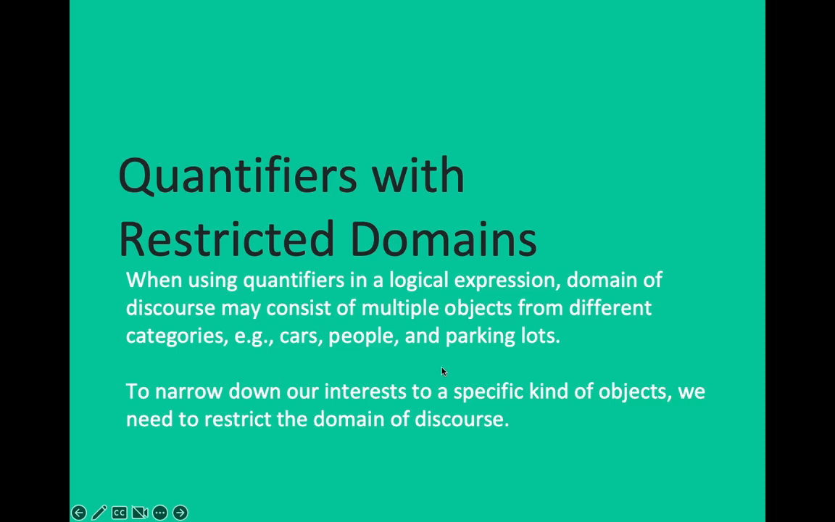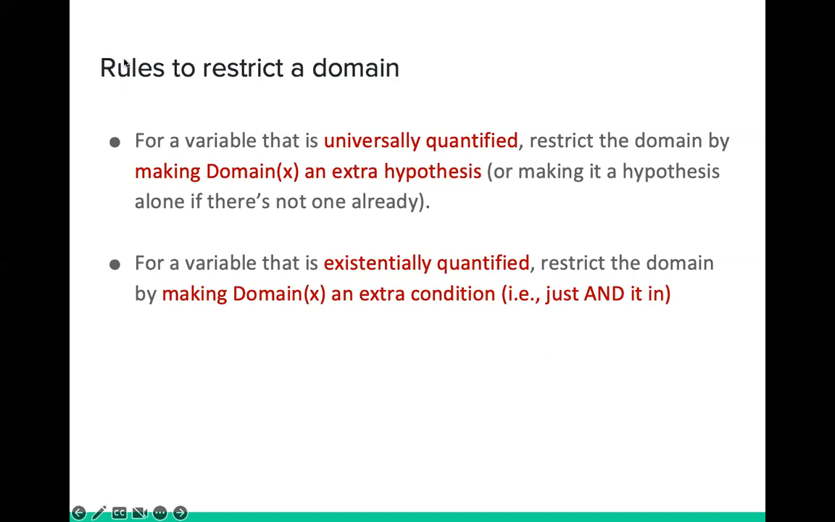Okay, so to narrow down our interest to a specific kind of object, we need to restrict the domain of discourse. We can do this by adding rules to restrict a domain. If a certain variable is universally quantified, then we can restrict the domain by making the domain of X a hypothesis. Does this sound familiar to you? It means that we deal with implications. If a certain variable is existentially quantified, we restrict the domain by making the domain of X an extra condition. In other words, we simply have to use AND to connect. We will try to understand that as we go along.